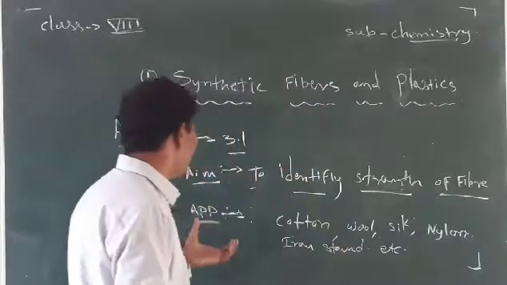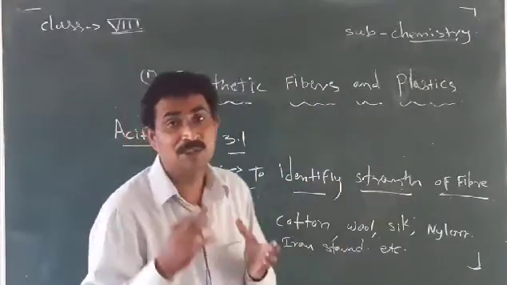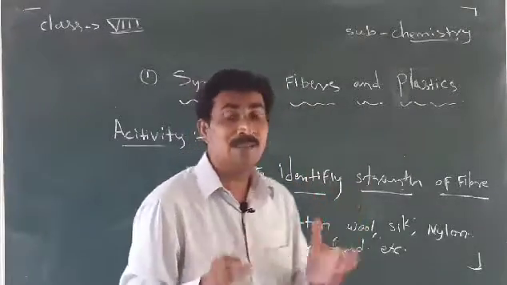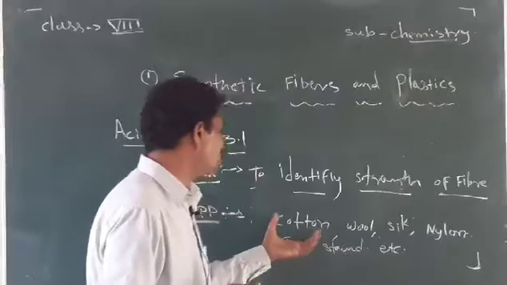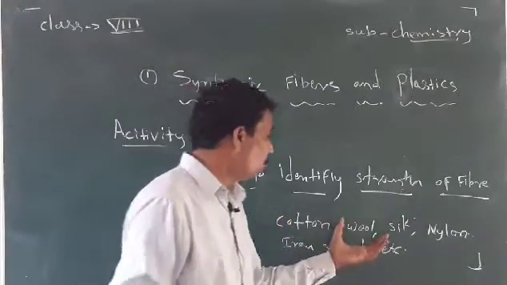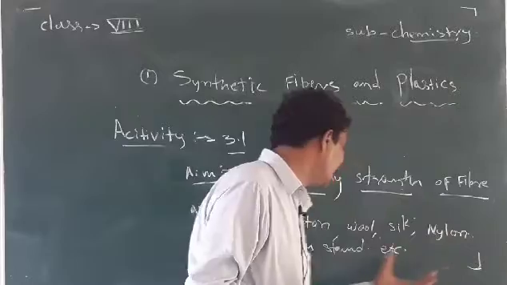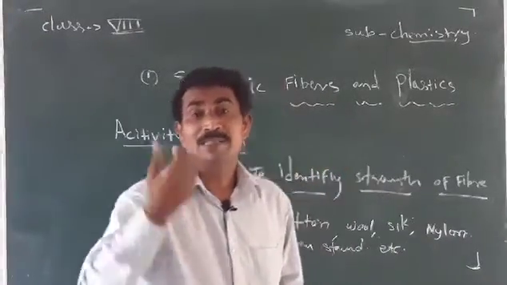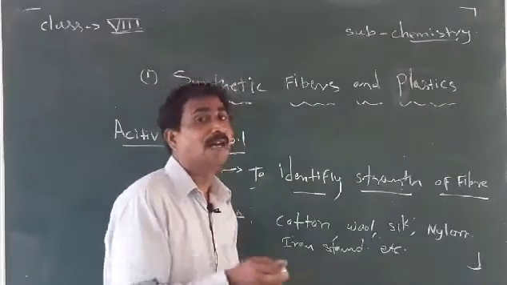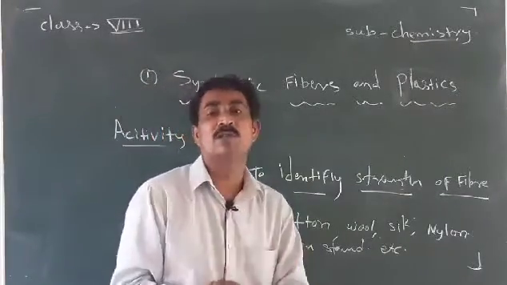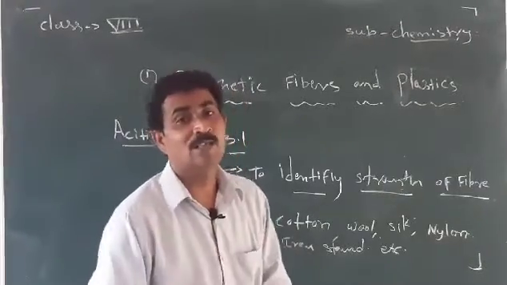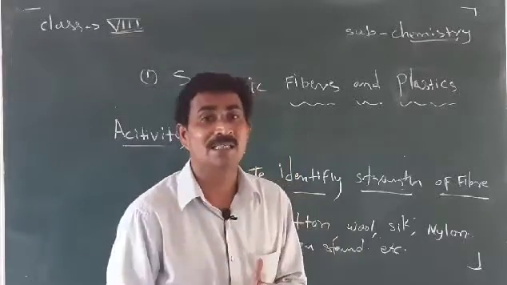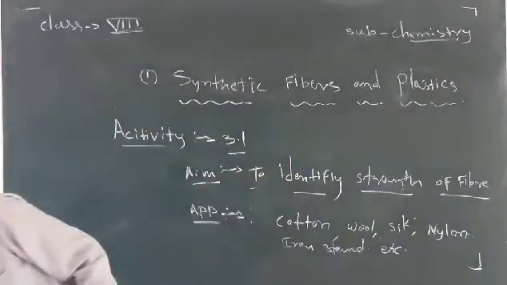For that purpose, we need apparatus, meaning the required materials for this activity. Suppose we need cotton thread, wool thread, silk, nylon, and one iron stand. I will explain with a diagram and tell the procedure, and afterwards we can identify in the observation table which thread has more strength. Okay.